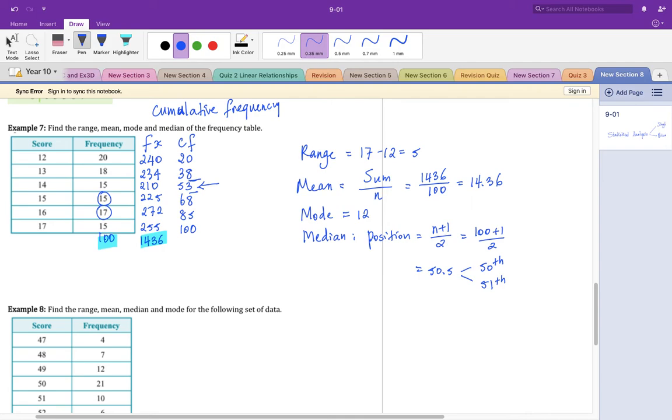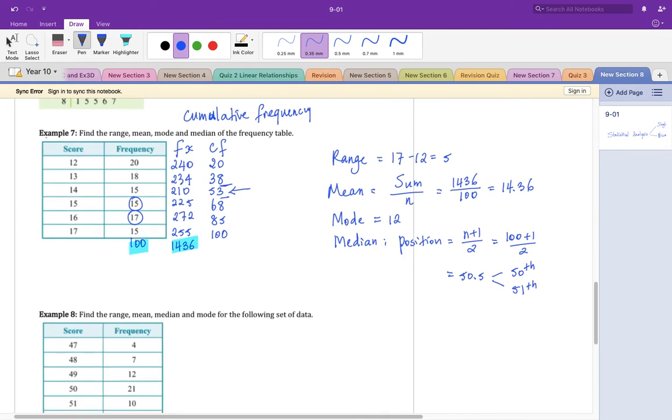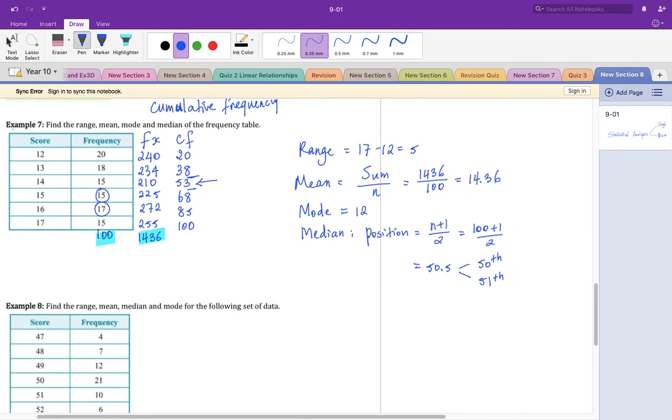If you think it's a bit confusing, I would suggest that you first pause the video and just quickly analyze what I just said and refer to the table that we constructed and see if you understand it. If you don't, then jump on Zoom to ask me. But yeah, so the 50th and the 51st numbers are both 14.